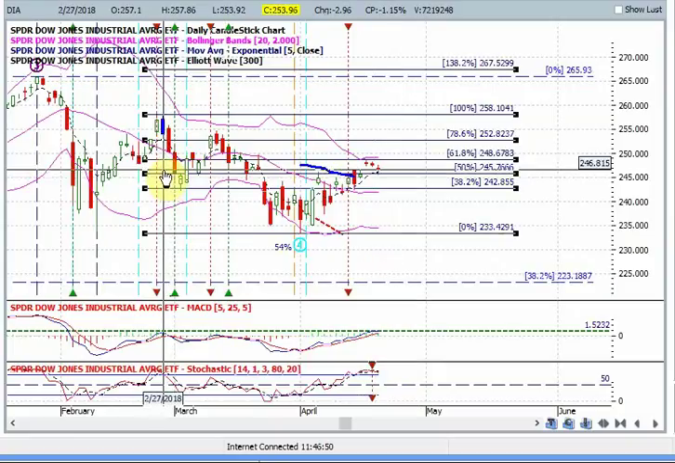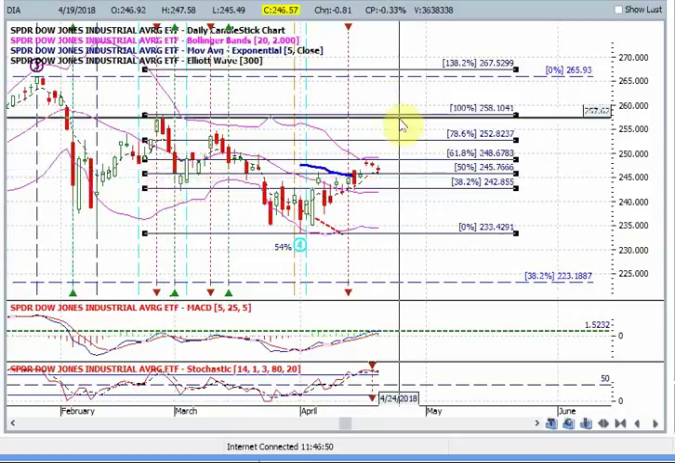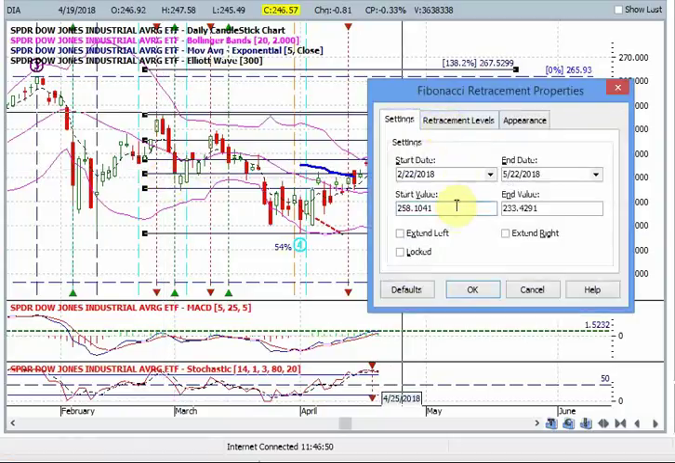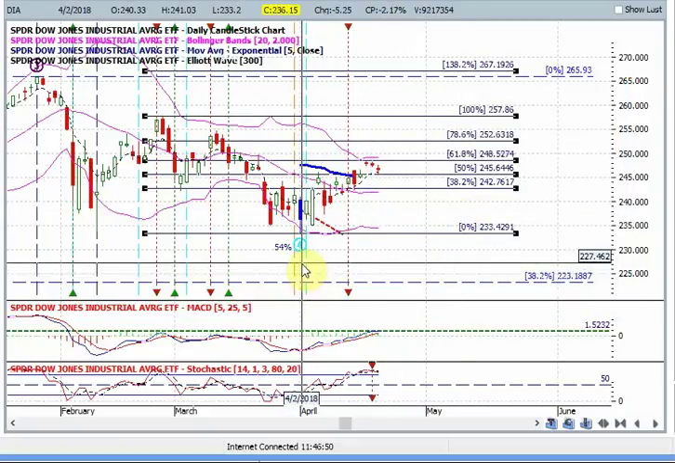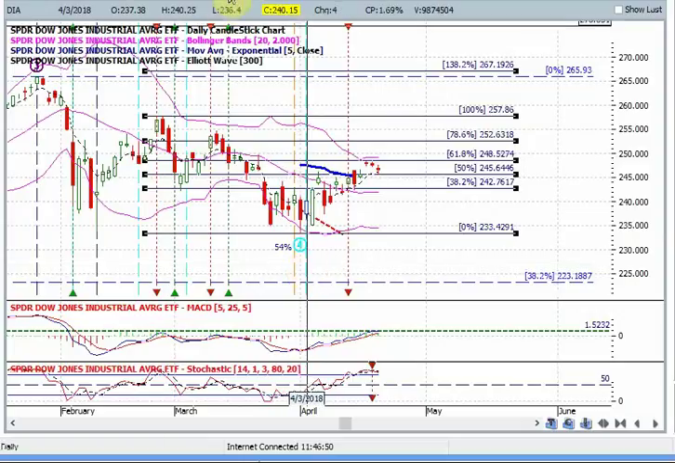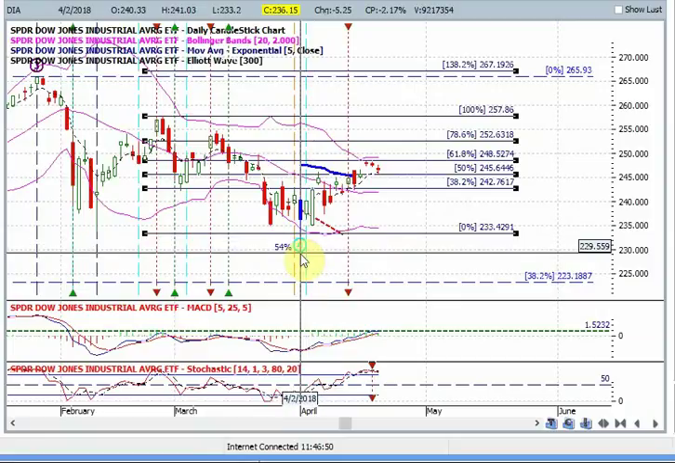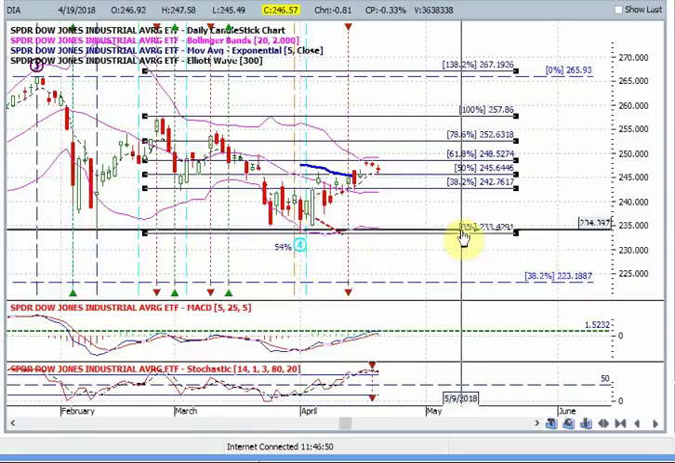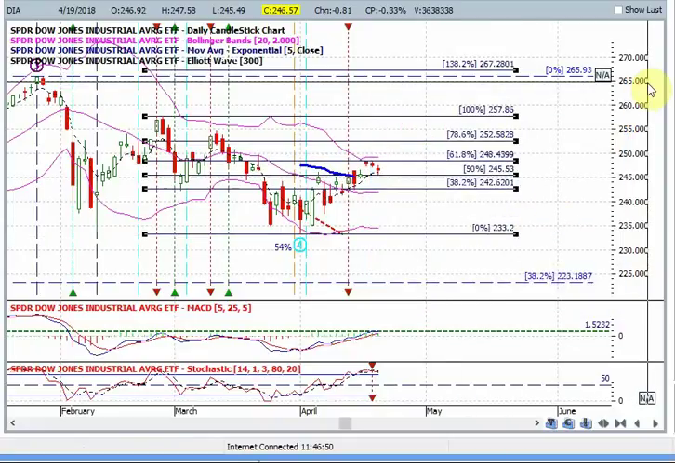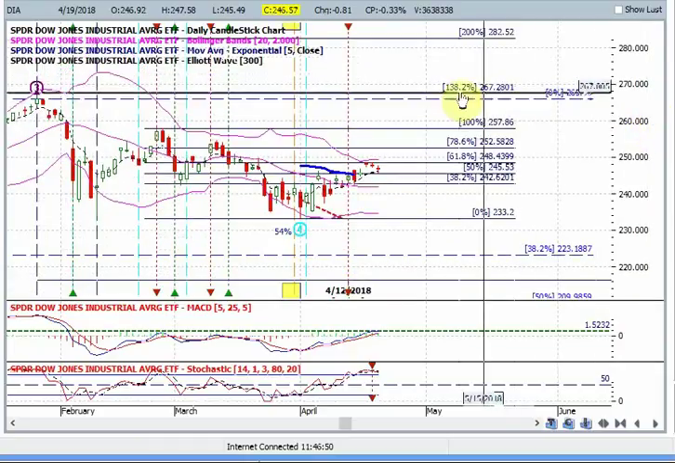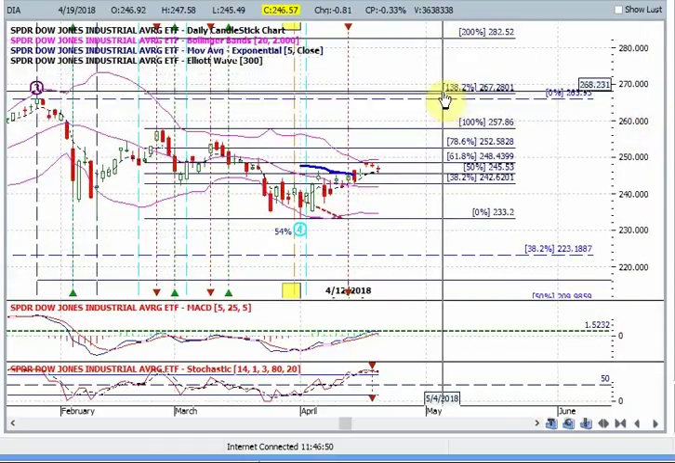The highest is 257.86. So let's correct that high to 257.86, and the low on that wave 4 low is 233.2. And you can see the prices up here, the highs, the lows, the close, the open. So the low is 233.2. So we'll change that to 233.2.